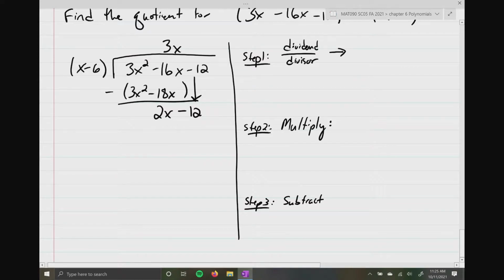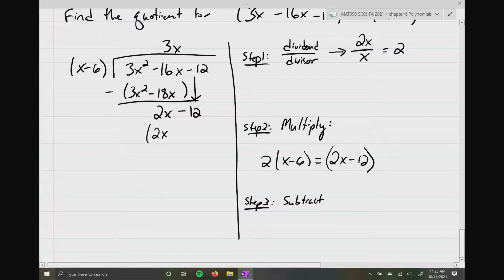So, step one, dividend is 2x over x. Well, that gives me a positive 2. I multiply 2 times x minus 6. Well, that's going to give me 2x minus 12 in parentheses. I transpose that. And remember, write out the subtraction. 2x minus 2x equals 0. Negative 12 minus a negative 12.